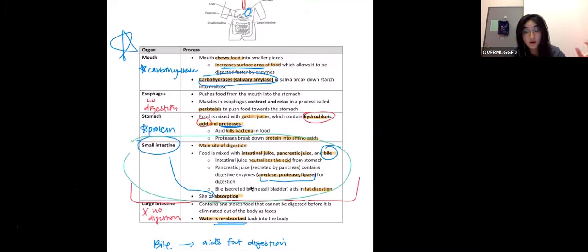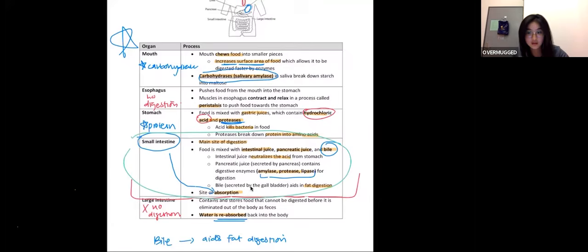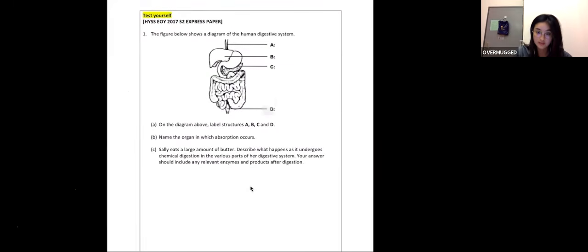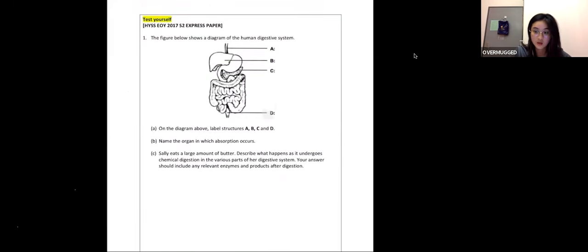So it needs a helper. It needs like a maid. And that is bile. So it's helping to break up the fat globule into smaller fat droplets, to increase surface area for more efficient digestion. Okay, so that wraps up for this topic. Now I'm going to give you guys 5 minutes to attempt this question, then I'll go through it again.